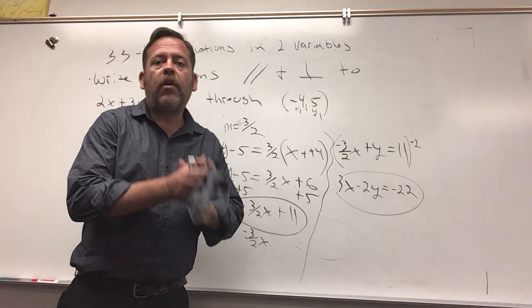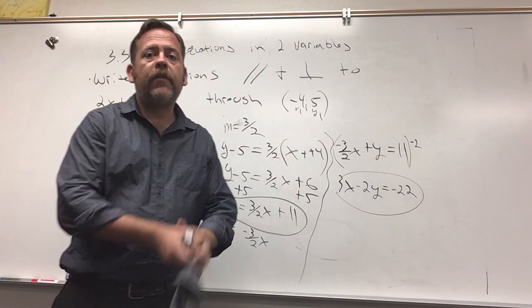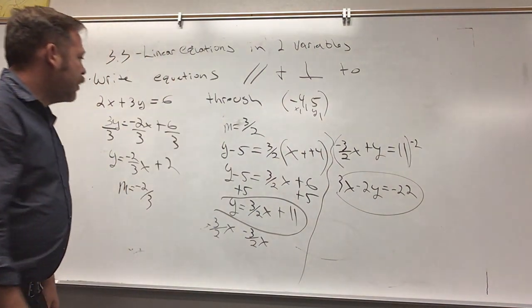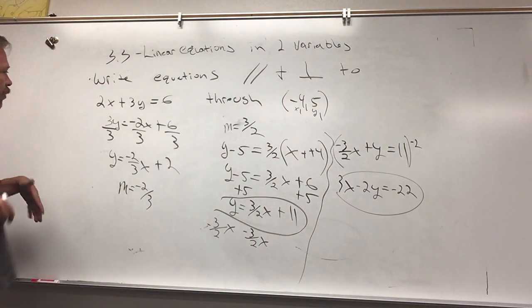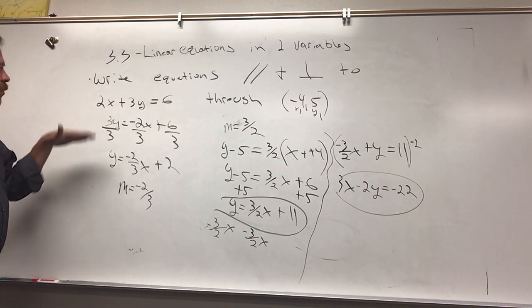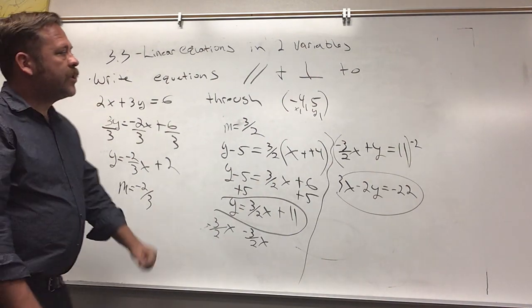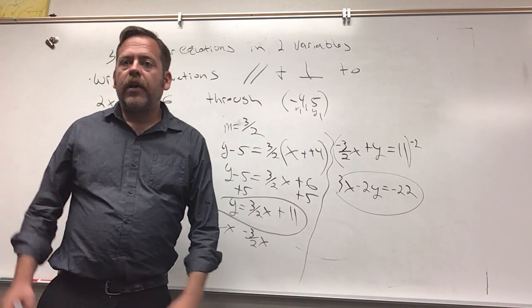Now if you could graph all 3 lines on one graph, you would find that the first equation that we found would be parallel, the second perpendicular, and the 2 equations that we came up with would go through that point. Thank you so much.